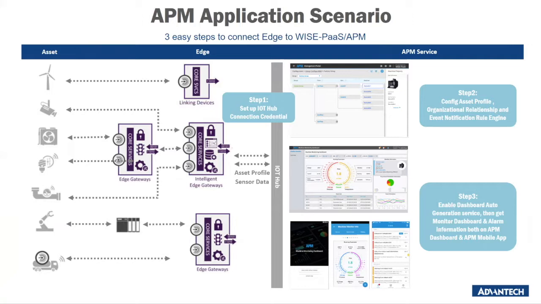The second step is to launch the APM portal to configure asset profile and asset management logic on various hierarchy scopes, like factories, floors, production lines, or machines and sensors. The last step is to choose or configure dashboard templates to have dashboards generated automatically. Then you can see the monitor information or alarm report on the dashboard or mobile app.